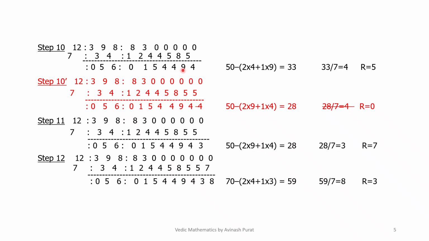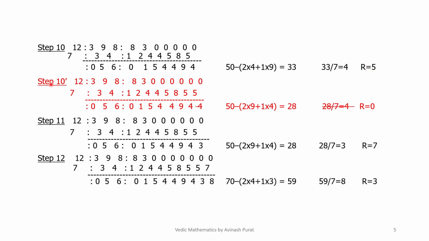Step 10. 50 minus 2 into 4 plus 1 into 9. So 50 minus 8 plus 9, 17. So 50 minus 17 is 33. 33 by 7 equals 4 and remainder is 5.